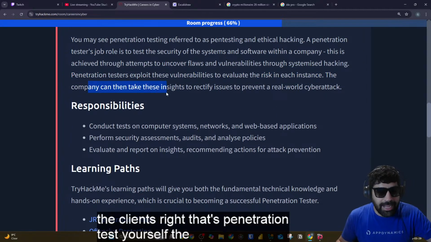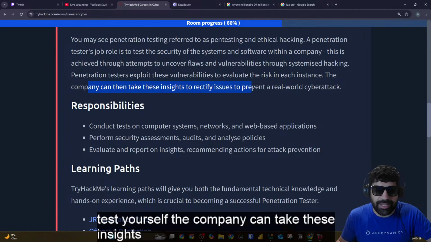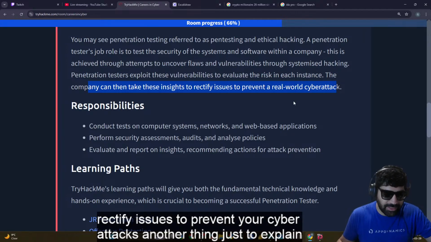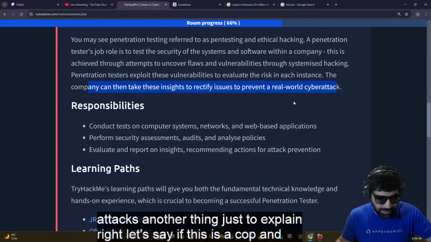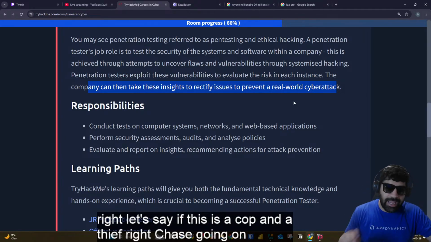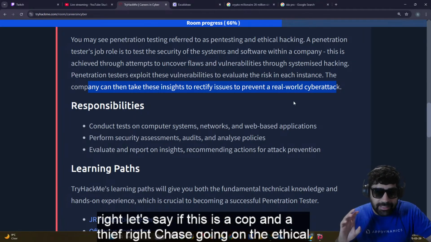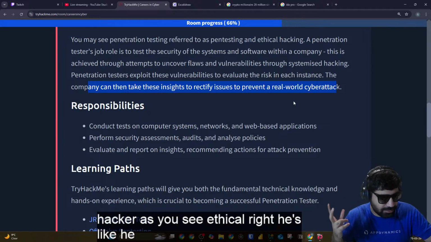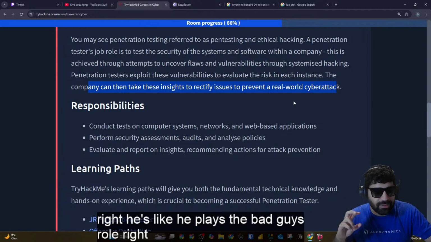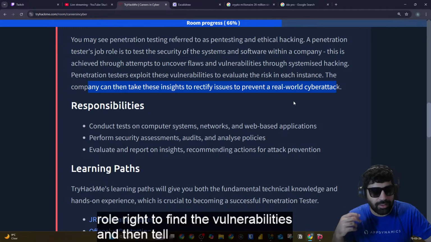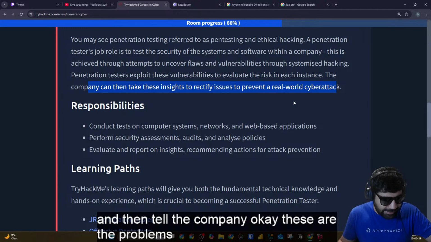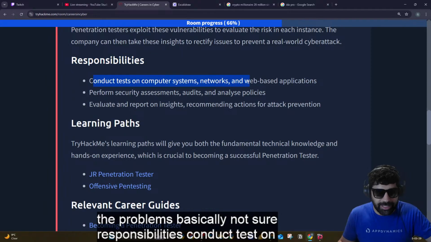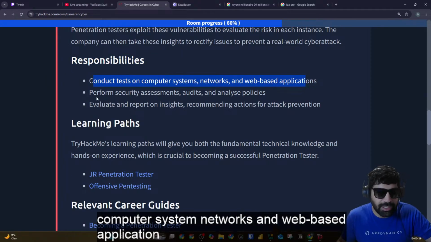The company can take these insights to rectify issues to prevent real world cyber attacks. Another thing, just to explain: let's say this is a cop and a thief chase going on. The ethical hacker, as you see, ethical, plays the bad guy's role to find the vulnerabilities and then tell the company, okay, these are the problems. Basically, in a nutshell. Responsibilities: conduct tests on computer systems, networks, and web-based applications, like bug bounty hunters.